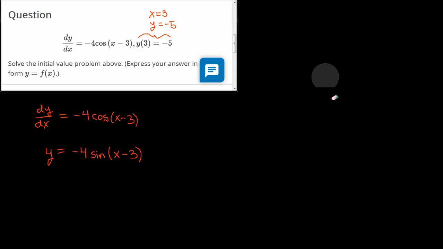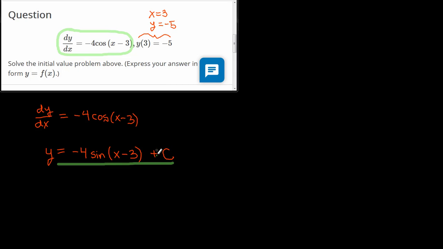Because I forgot something here: when we find antiderivatives, we always have a plus c. So what I forgot to put here was a plus c. Now this is more correct. What I've got right here is a solution to this equation. We checked when we did our guessing and checking that this function solves this differential equation.